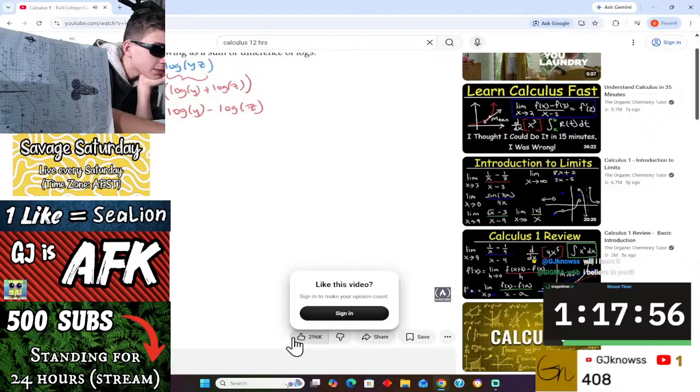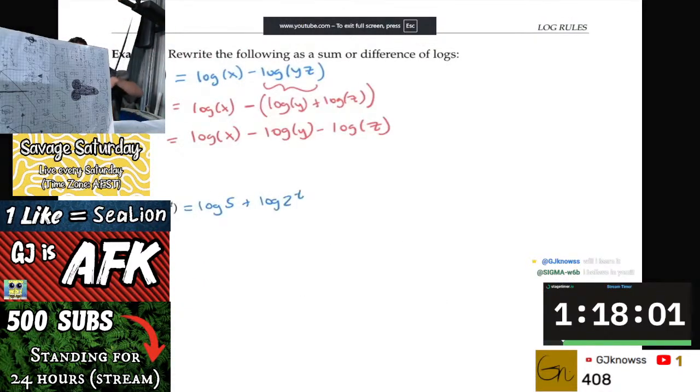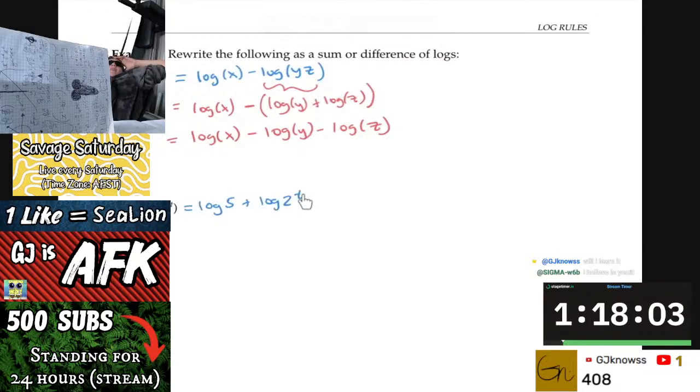In my next expression, I have the log of a product, so I can rewrite that as the sum of two logs. I can also use my power rule to bring down the exponent t and multiply it in the front. That gives me the final expression, log of 5 plus t times log of 2.